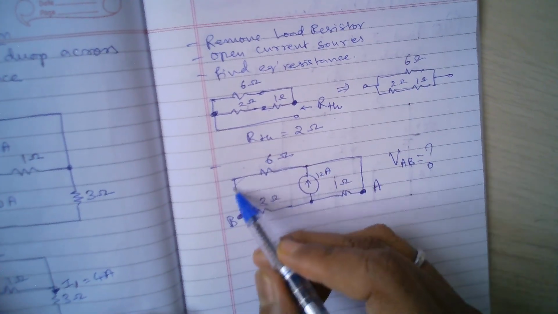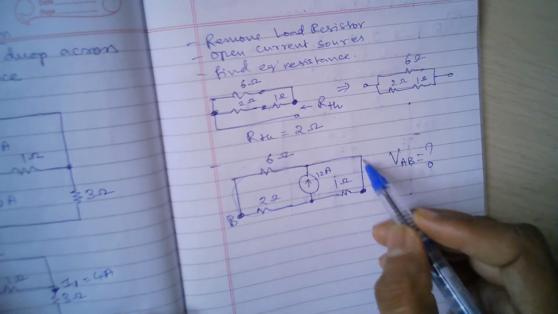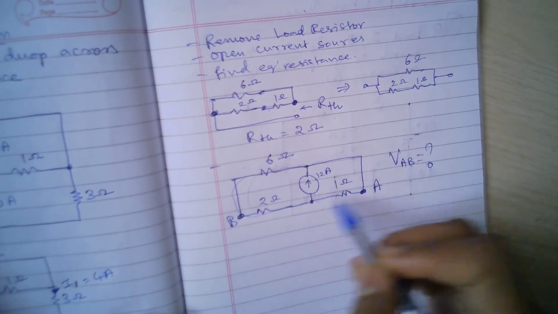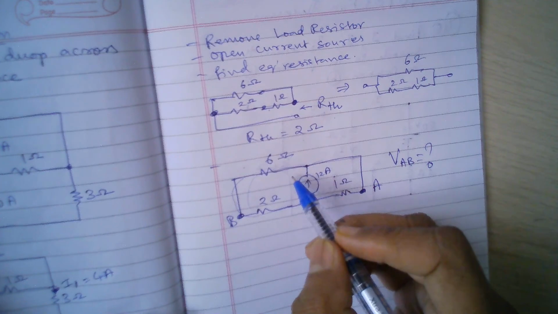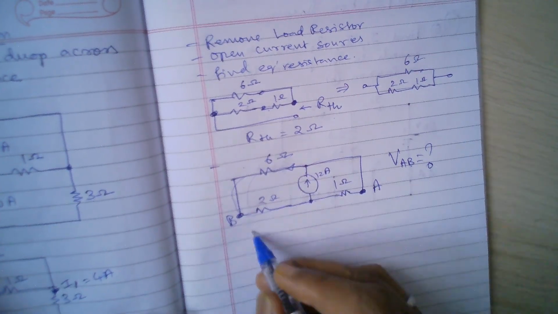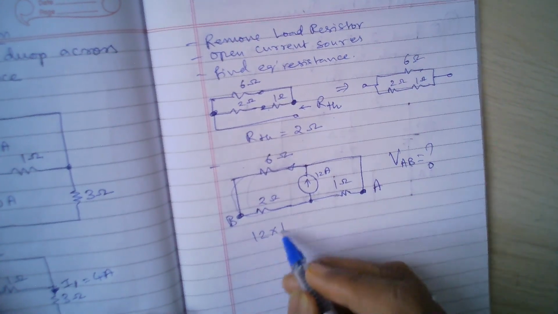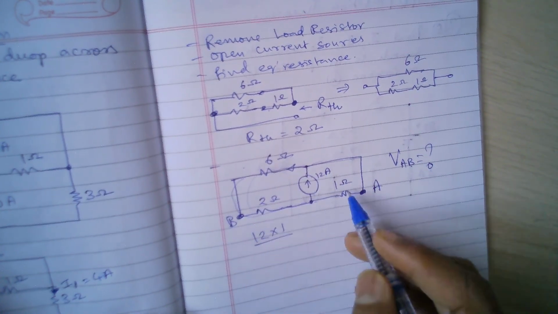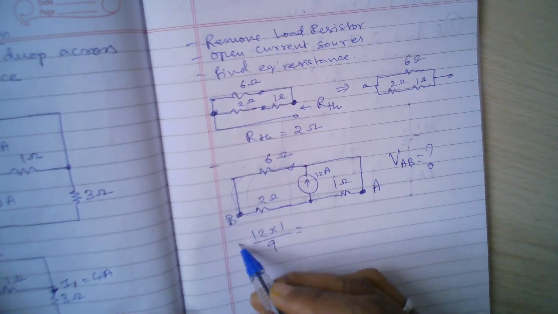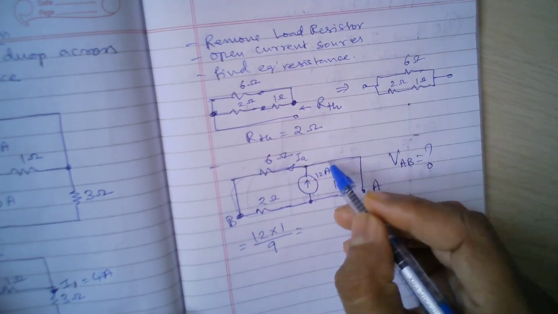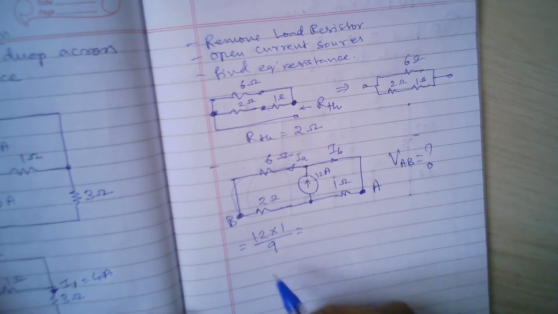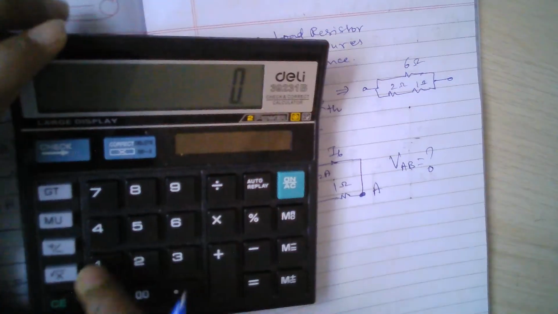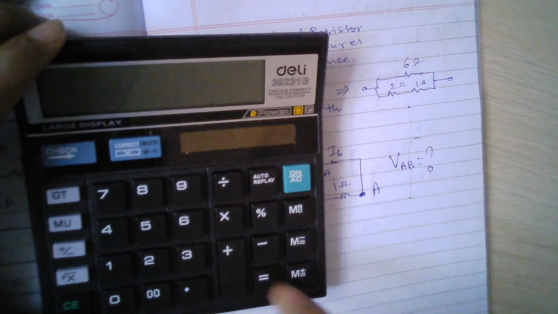See, this branch is a series of 6 and 2, and this branch is only 1 ohm. Okay, so the current of 12 amperes is dividing into 2 branches. So what is the current in this branch? So let me write that. That is 12 into opposite branch is 1 divided by total 6 plus 2 is 8 plus 1 is 9. Okay, so 12 by 9. Let's call this IA, and let's call this IB. Okay, so IA is 12 by 9.